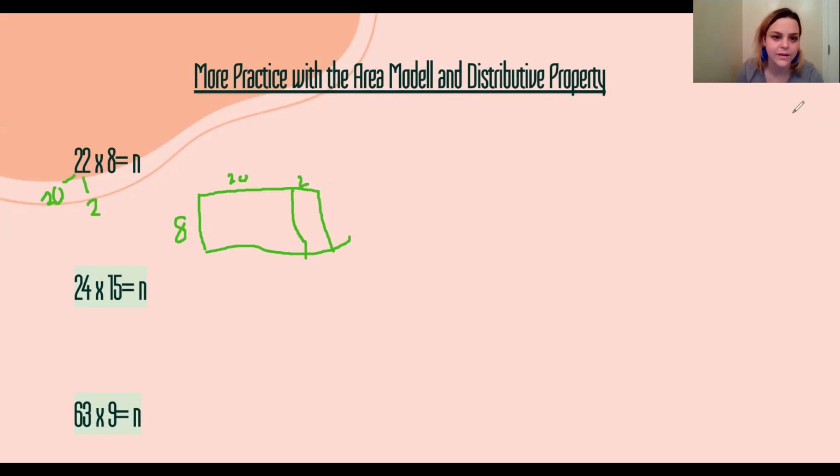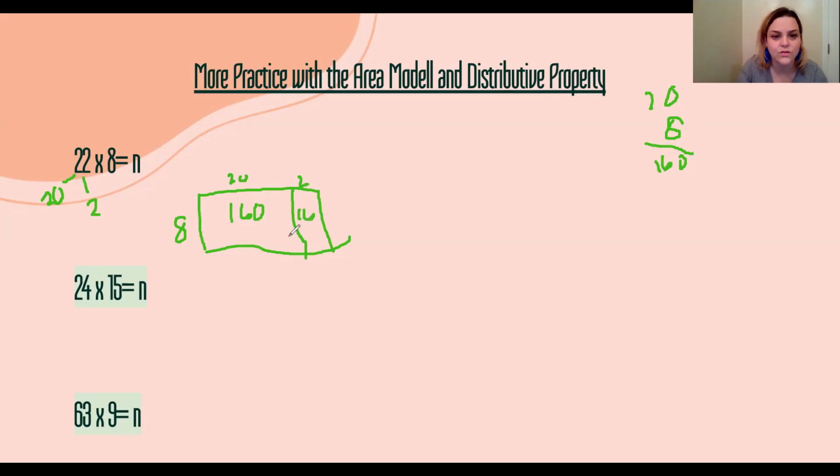So 20 times 8. I can count, right? 8 groups of 20: 20, 40, 60, 80, 100, 120, 140, 160. And if I remember, 20 is a multiple of 10, right? So 20 times 8, remember we talked about this strategy. So 0 times 8 is 0, and then 8 times 2 is 16, or really it's 20 times 8, so it's really 160. Okay, so now we have 20 times 8 is 160, and then 8 times 2 is 16.